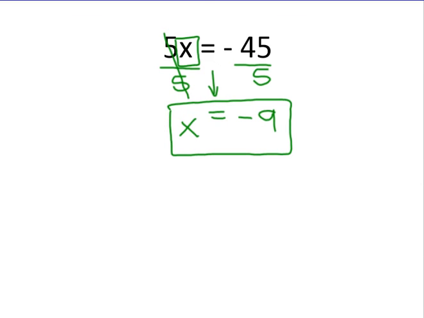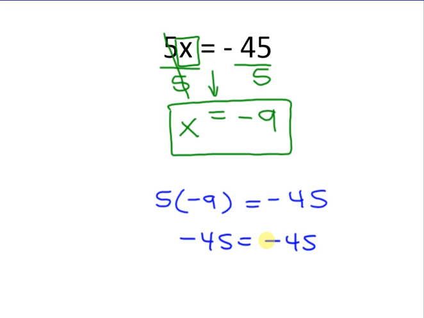And as always, I should be checking my answer. So 5 times negative 9 equals negative 45. And that is true. 5 times negative 9 is negative 45 equals negative 45. And that checks out.